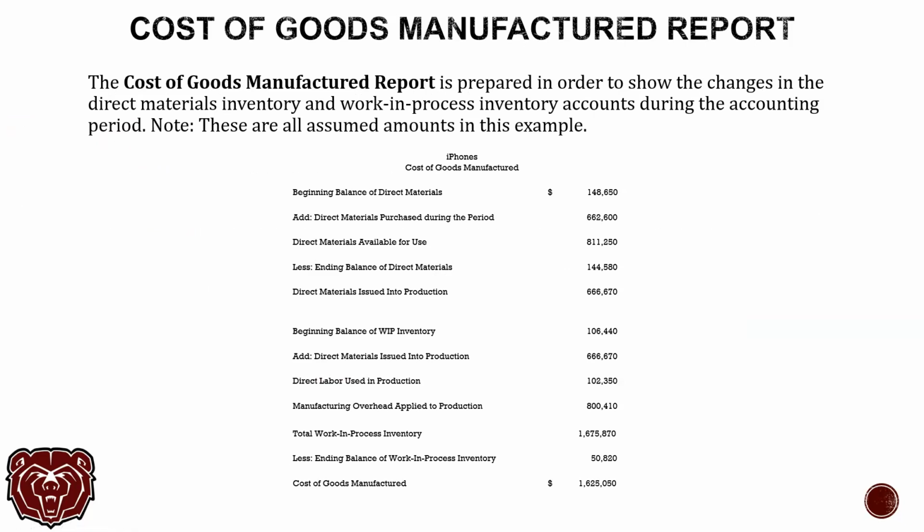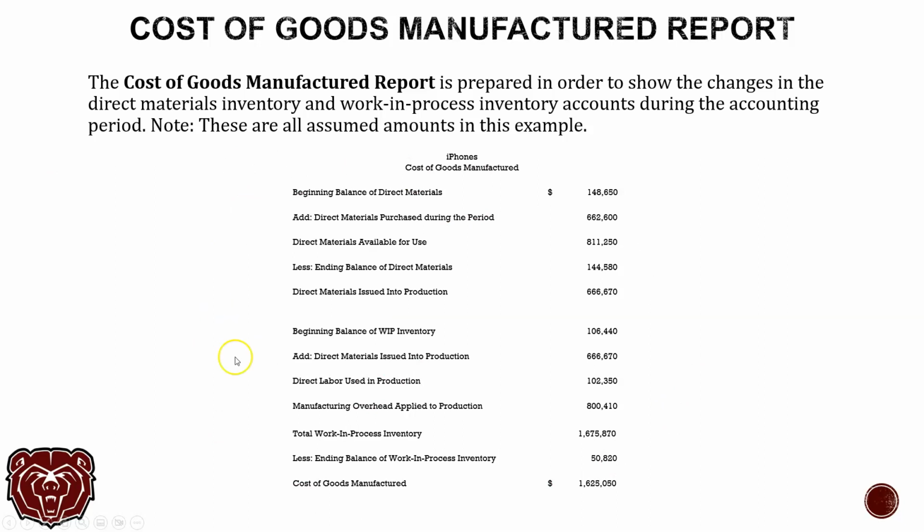A lot of companies, most companies, will create this cost of goods manufactured report. It is prepared to show the changes in direct materials inventory and the work in process inventory during the accounting period. So this is showing whoever's interested, typically somebody internally, how things moved from the direct materials, the raw materials inventory, to work in process inventory, and then finally end up in your finished goods.